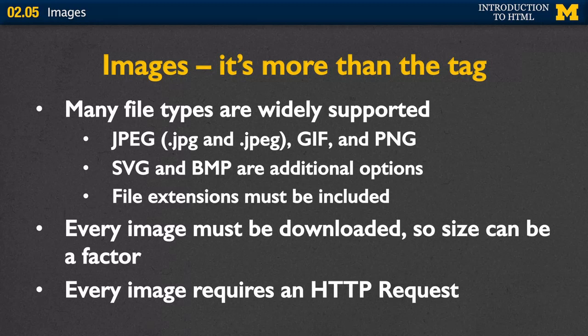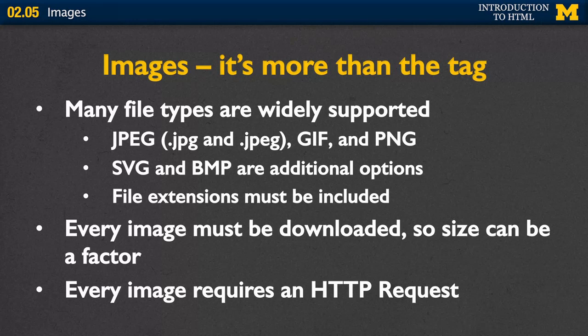There are many different file types that are supported by HTML. The most common are JPEG, GIF, and PNG, and you're going to see those quite a bit. There's also SVG and bitmap. There are additional options. The most important thing is that no matter which file type you use, you need to include the different file extensions. That's the .jpeg, the .gif, the .png.